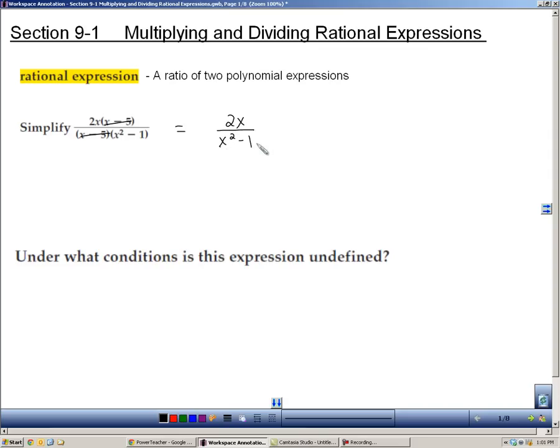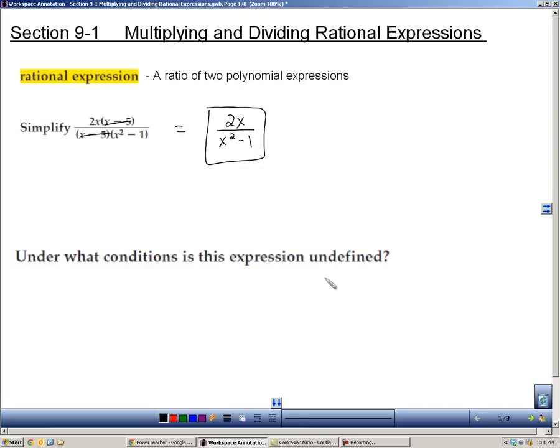Now you're going to want to resist the urge to cancel this x and this x, because those are not factors. The top one is, but the bottom one is connected to a minus 1, therefore it's not a factor, and therefore they can't be canceled. So this is how you would simplify that rational expression.